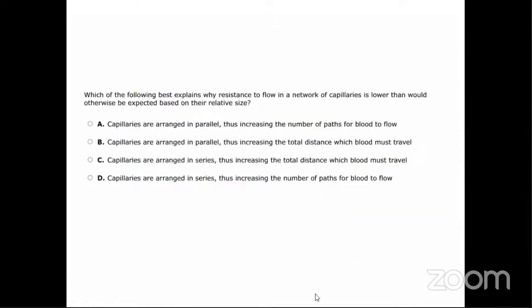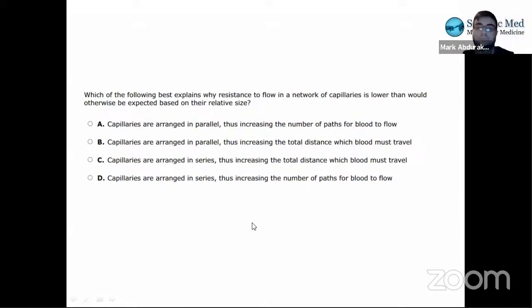Okay, so this is a really interesting question. I really like this question because it makes some very interesting parallels between different topics. So, okay, I'm going to show the result. The answer is actually A. And immediately when you see words like parallel, series, you should think of circuits, right? But that's weird. Why, when we're talking about things like flow and capillaries, are we talking about circuits?